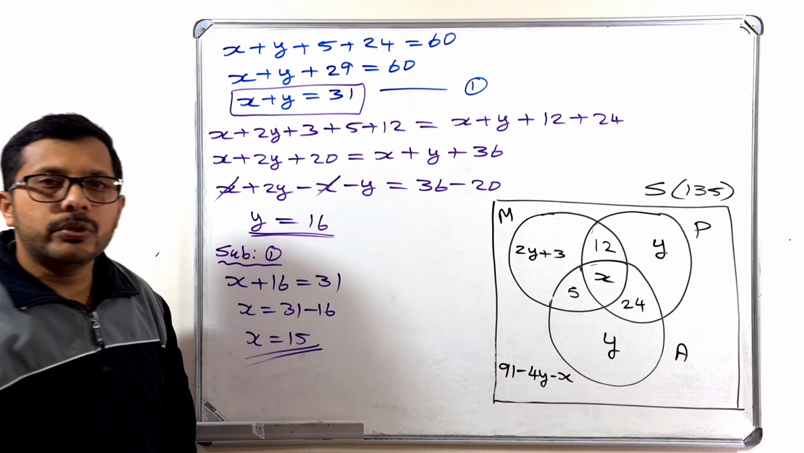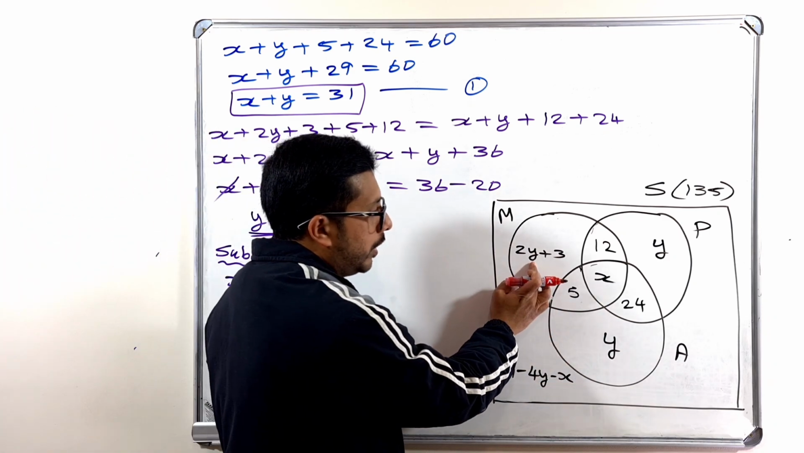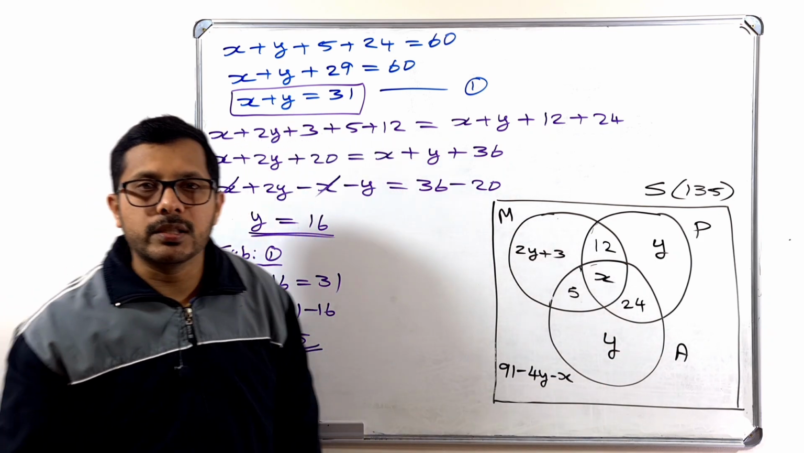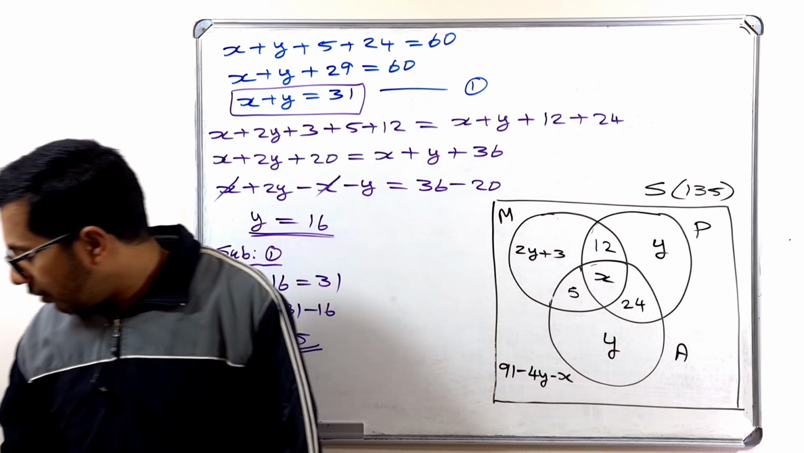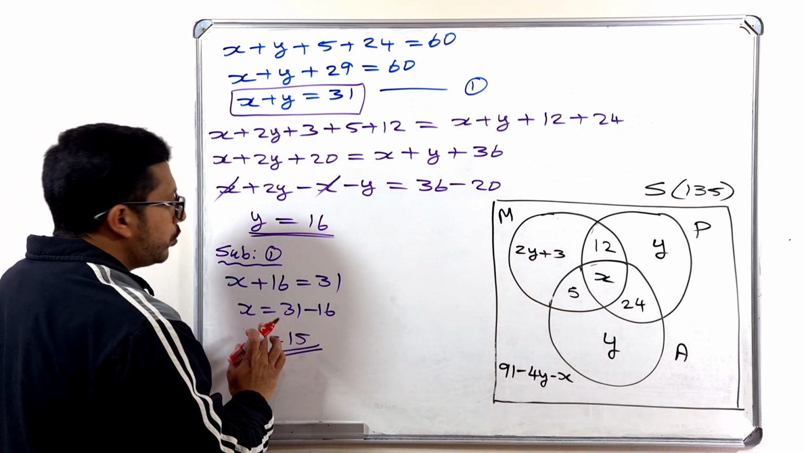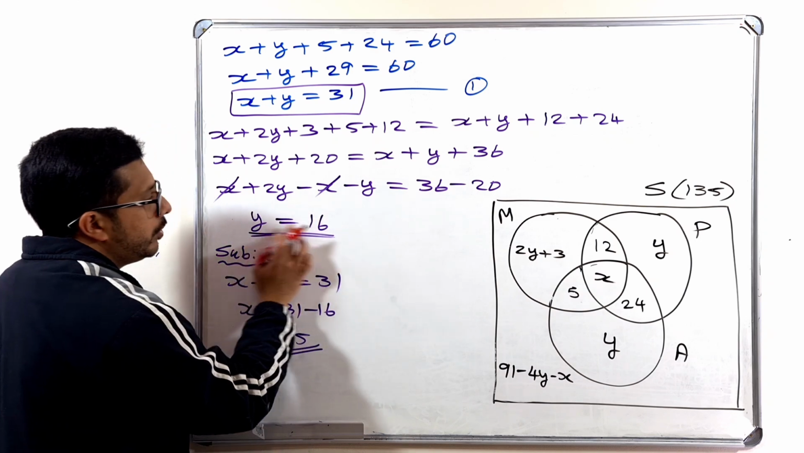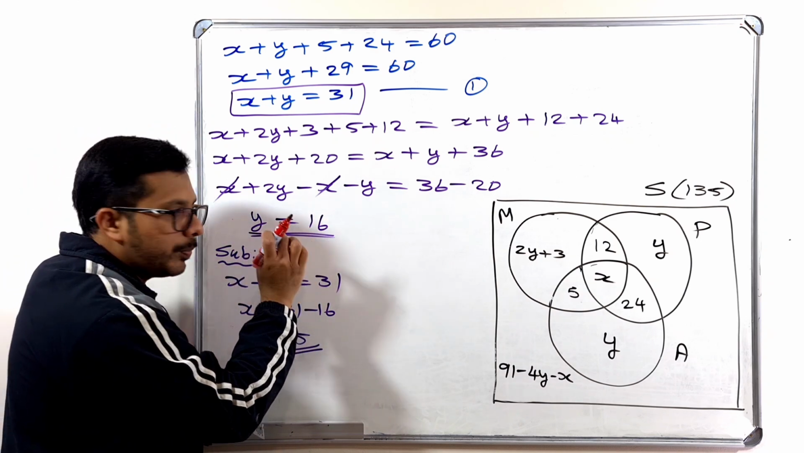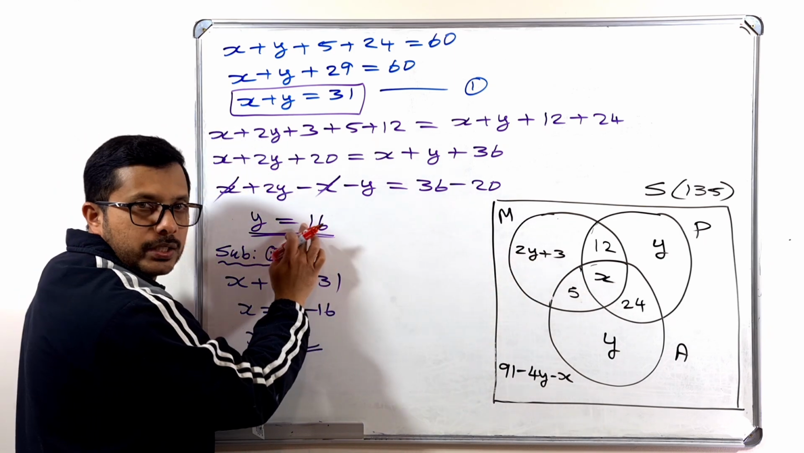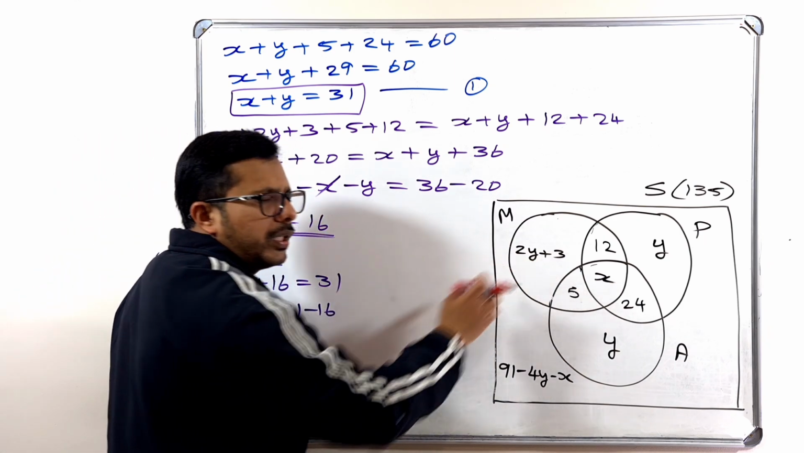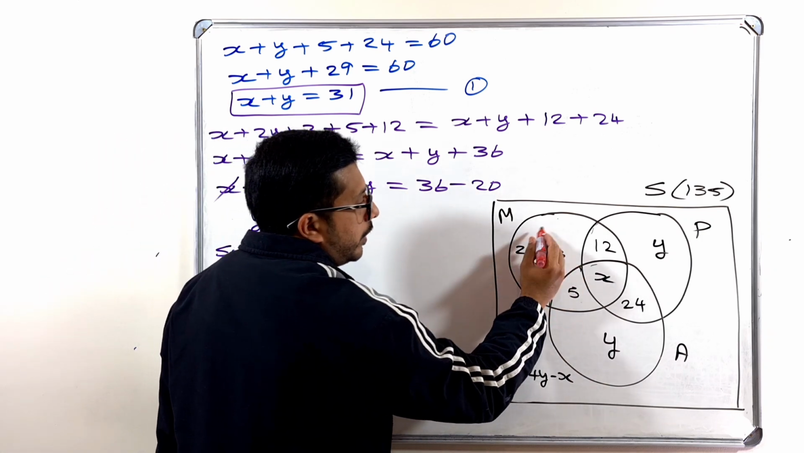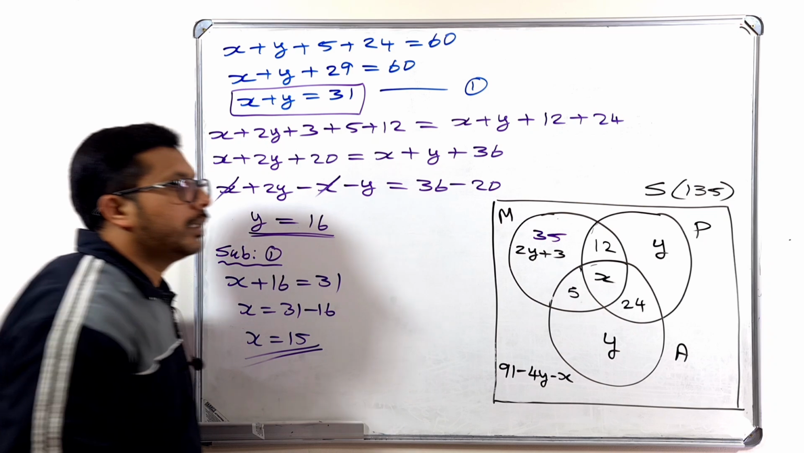Okay, so what I'm going to do is substitute these places and write the numbers there, so it will make my work easy for the next question. So let's substitute the values here. 2y plus 3, 2 into 16. You have to know a little bit, or you can use your calculator, no problem. 2y, what is y? 16. So 2 into 16 is 32. 32 plus 3 is 35. So that number is 35.